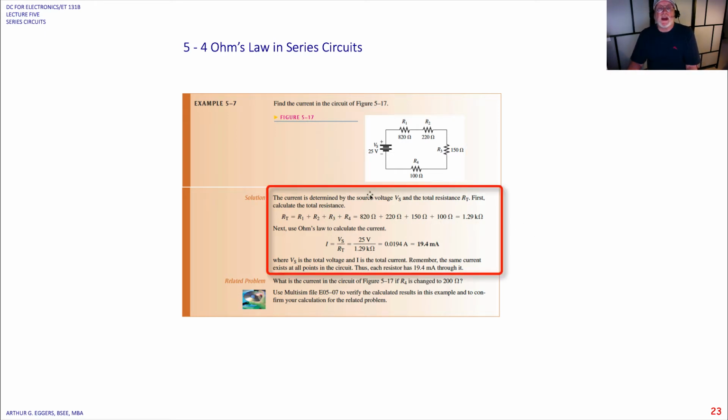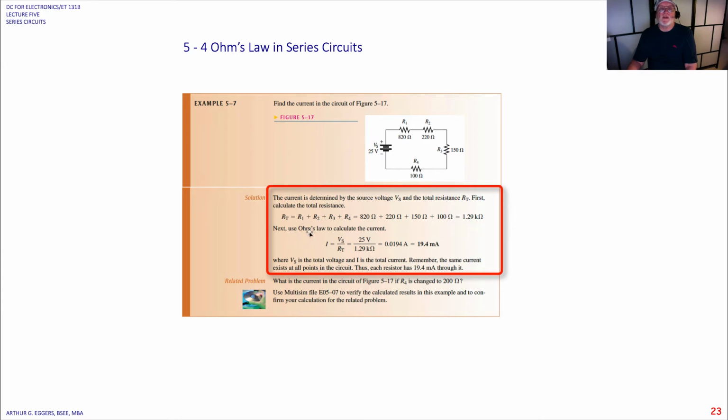So in looking at the analysis on it, the first thing we can determine is, as far as this source is concerned, it sees one resistor, and that one resistor is R sub T, the total. So let's calculate R sub T. R sub T, the total resistance, is the value of R1 plus the value of R2 plus the ohmic value of R3 plus the ohmic value of R4. And when we total those, we get a total resistance of 1.29 k ohms.